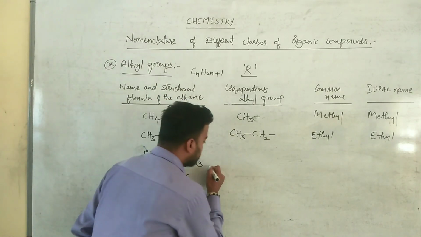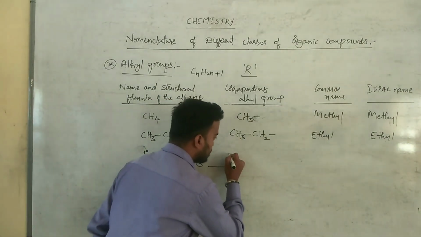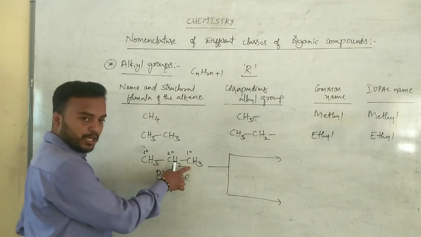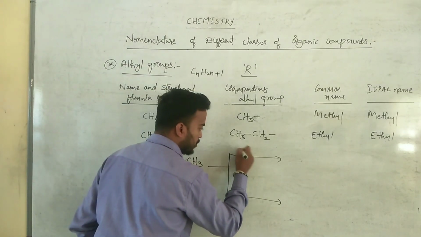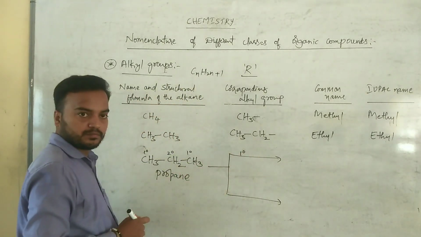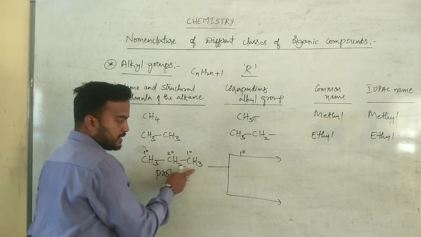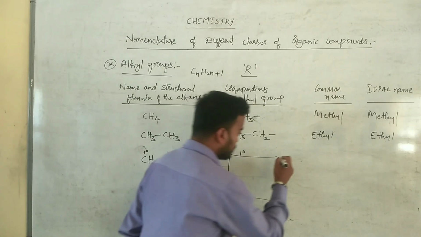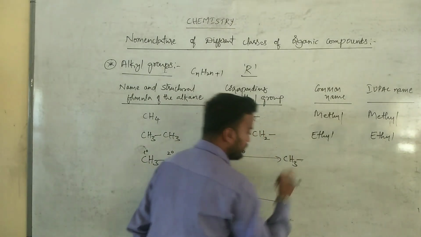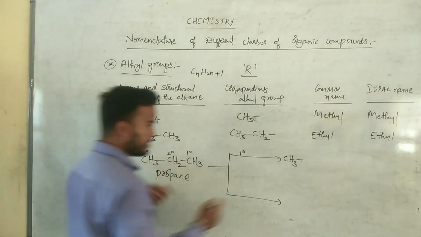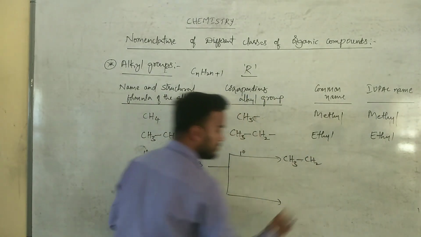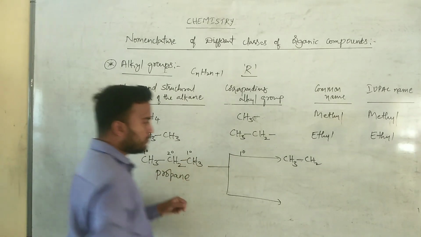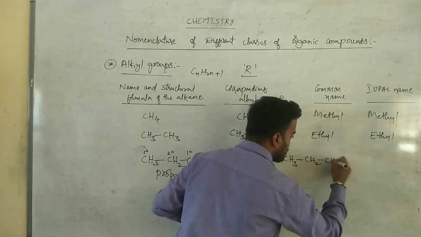So in this case, first I will remove a primary hydrogen. We remove one hydrogen from the CH3. What product do we get? CH3, CH2 and CH3. In this CH3 we remove one hydrogen, so it becomes CH2.